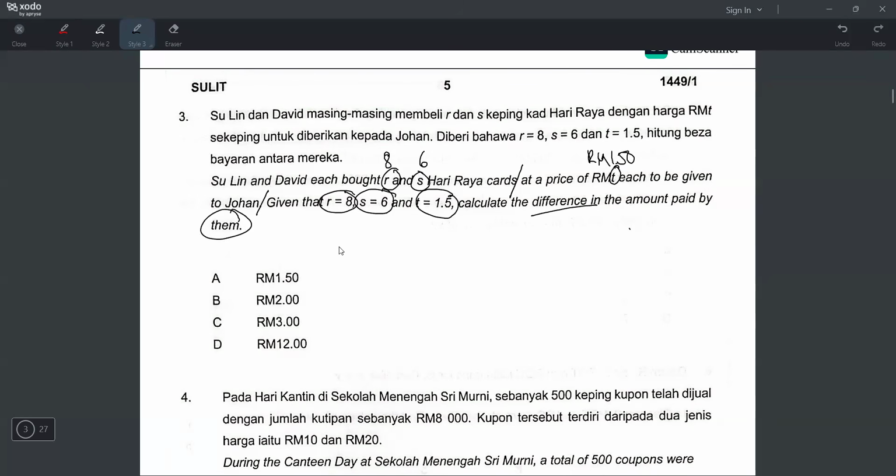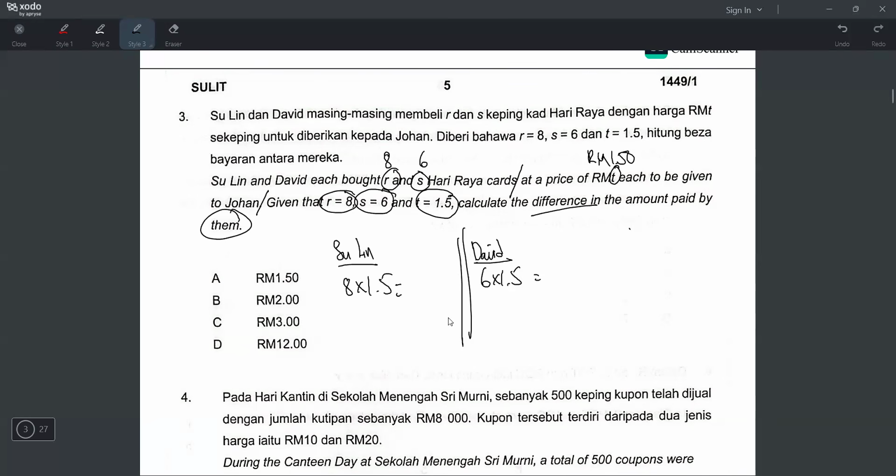Okay, let's find the amount of Sulin, and then find the amount of David, and then I ambil besar tolak kecil lah. Because difference bah. Difference means cari besar tolak kecil. So to get the amount paid by Sulin is pretty simple: 8 times 1.5, right? And for David, it's 6 times 1.5, because one card is 1 ringgit 50 cent and David bought 6 cards. So press this, and later take the big value minus the small value and you are done.